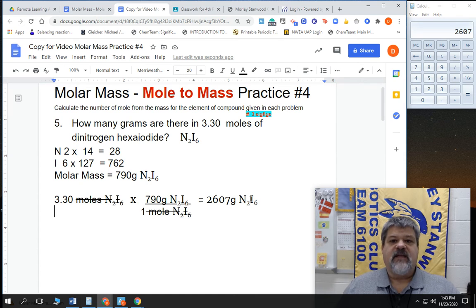But that's not a final answer because we're not in the correct number of significant figures. So we need it in 3 significant figures. We'll put our line right here. So I need to get rid of this one right here. So that means the 7 says I need to round up. So I'm going to get rid of the 7. I need to keep the place though. So I'm going to put a 0 there. And that 7 rounded up to 1. So I have 2,610 grams.